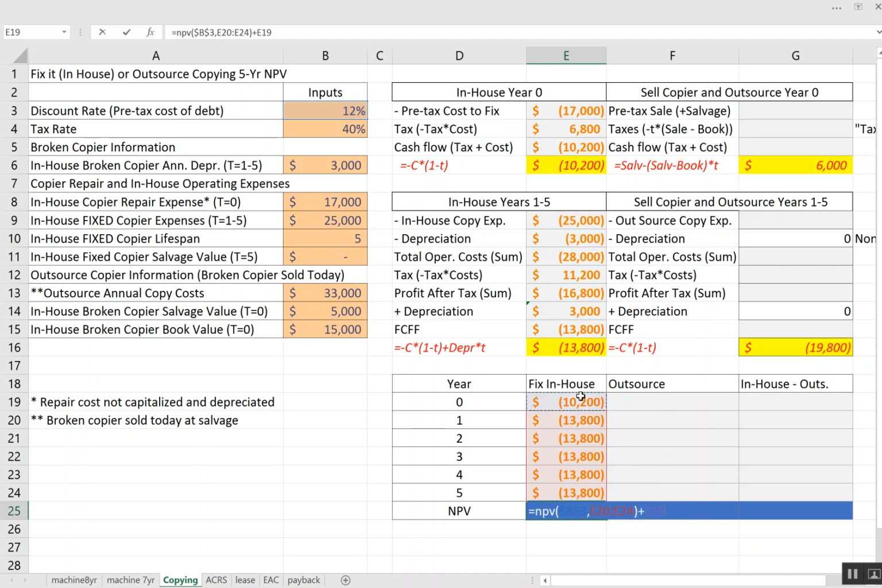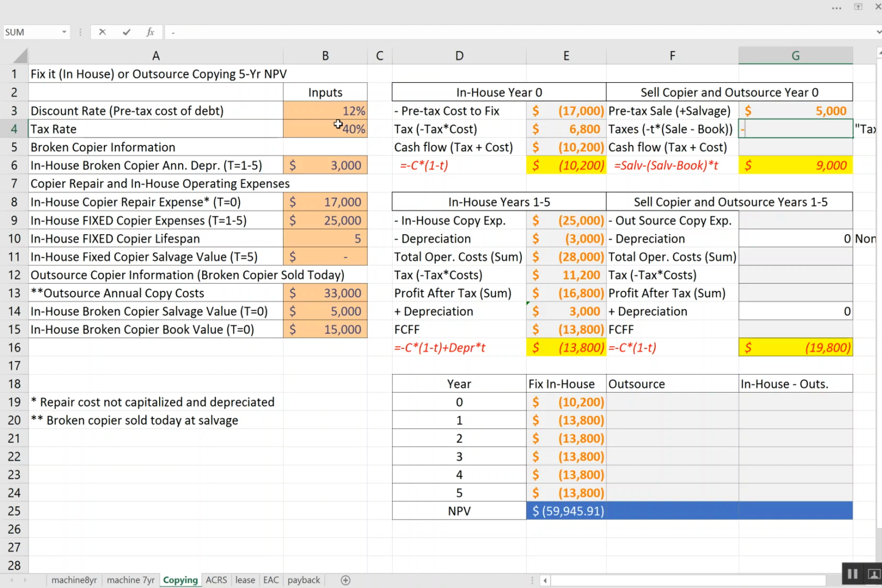And then I'll add my first cash flow. So the NPV of keeping it in-house and fixing it is negative $59,945. Now what if I outsource it? I'm going to sell the copier to somebody. I've been told that it's worth $5,000 if I sell it today, so I'll get a salvage value of $5,000.